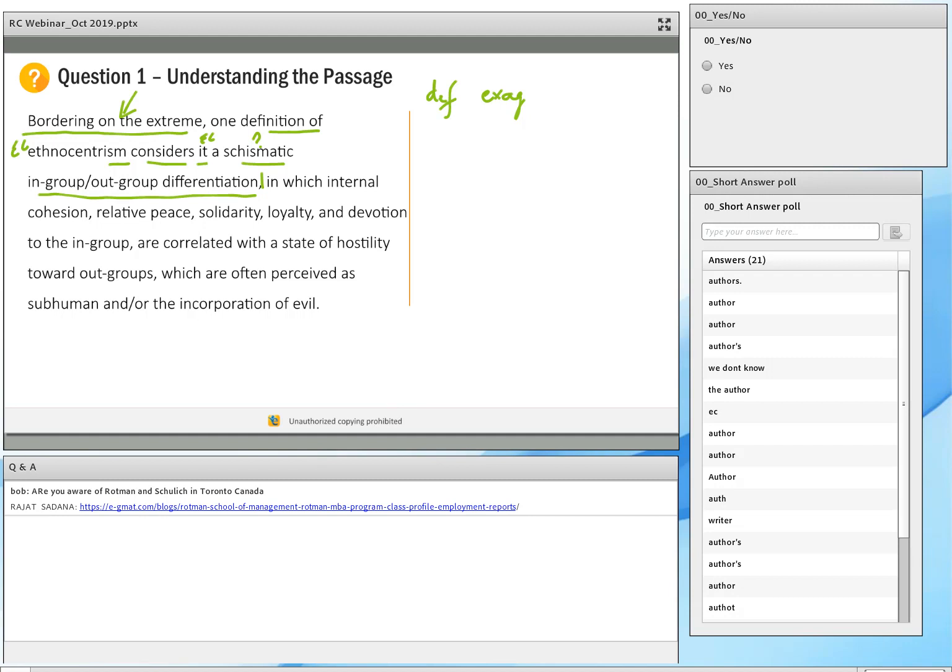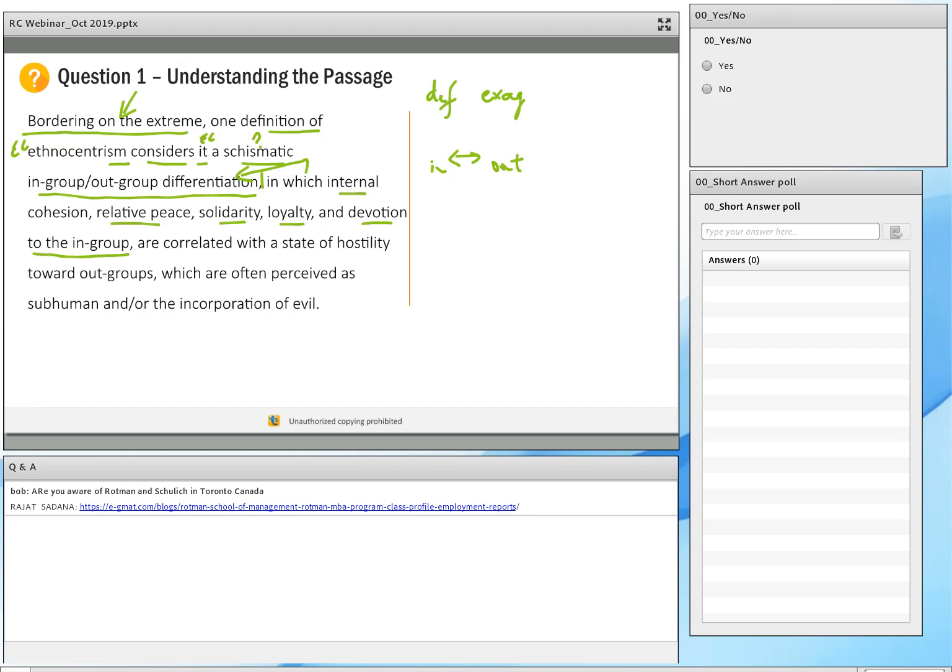It means that there is some difference between people in the group and people outside the group. So what is that difference? I don't know. That's what we are going to talk about. Now the author is explaining what this differentiation is, in which internal cohesion, relative peace, solidarity, loyalty, and devotion to the in-group. Oh, these are pretty heavy words, but can you summarize these words for me?